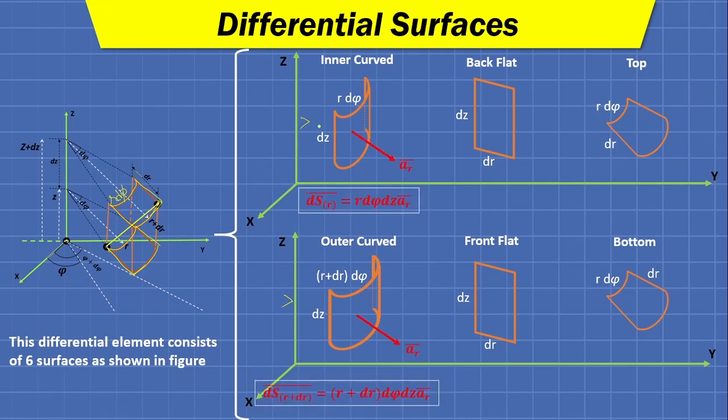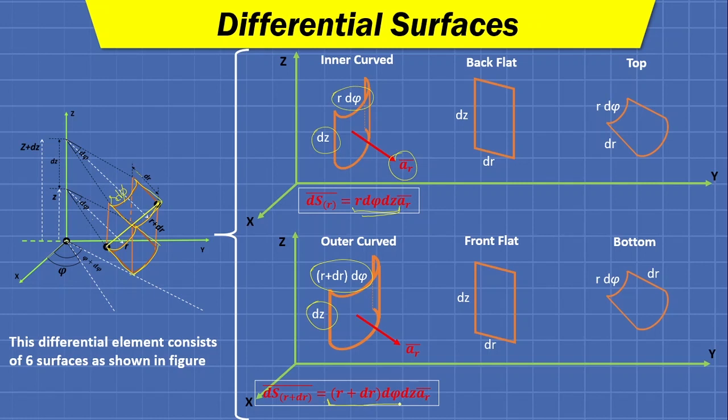Now, talking about the direction and the formulas to find the differential surface. For the inner curved surface, as you can see, it will be in the direction of r and can be defined as ds r bar equals r d phi dz. This length is r d phi and this length is dz. So multiplication of both the lengths will give you the magnitude, and the direction is the direction of radius. For the outer curved surface, we have the length of these two sides, that is height and curved arc, r plus dr into d phi multiplied by dz.